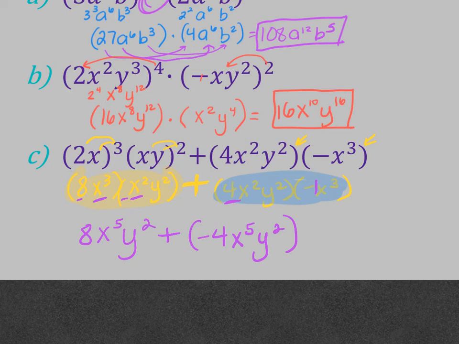Good so far? Now a plus negative is obviously meaning this is now subtraction, right? So if these are the same terms, which they are, they both have an x to the fifth and a y to the second. No additional, right? Those match exactly. I am going to do 8 minus 4, and I get 4 x to the fifth, y to the second.